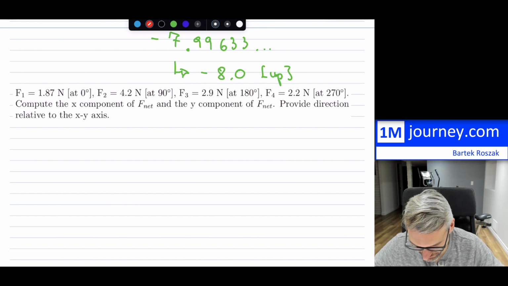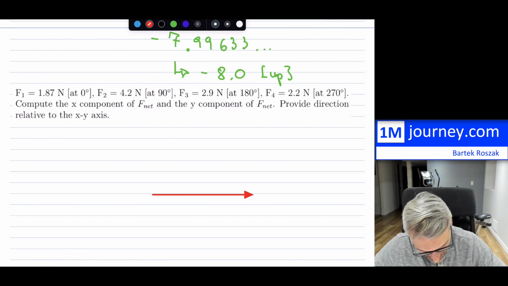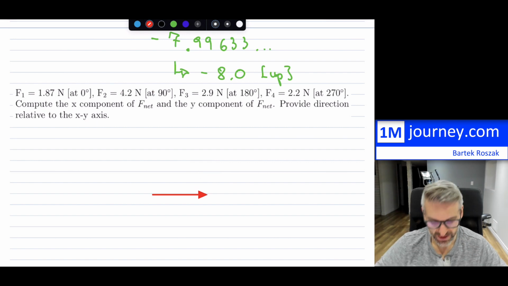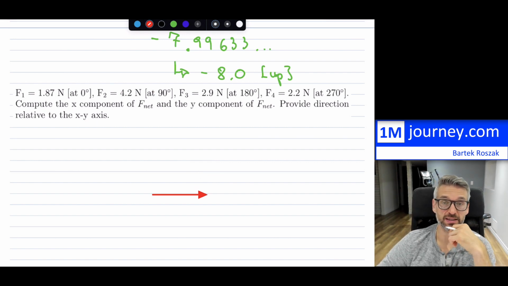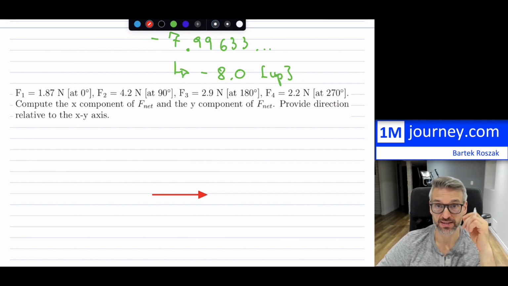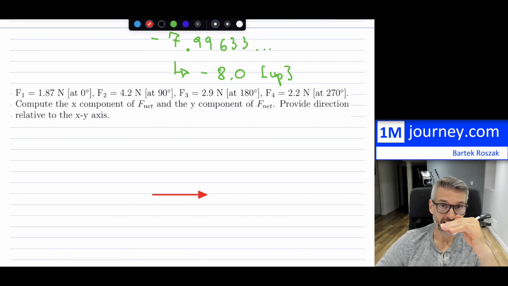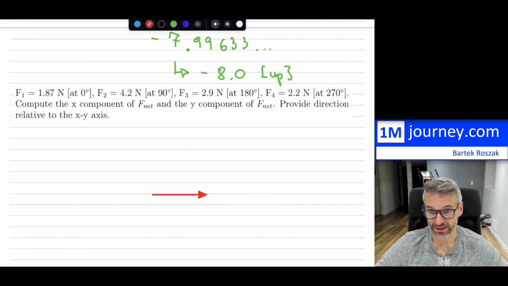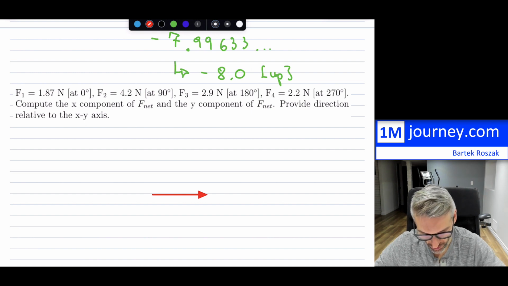So we have 1.87 newtons at 0 degrees. Now I'm going to try to scale them. So 1.87, the other one's 4.2, 2.9. This one's going to be the smallest. Now 0 degrees, if you're thinking of the axes, the x and y axes, it's 0 degrees to the x-axis. Whenever they give you the angles, it always goes in this way.